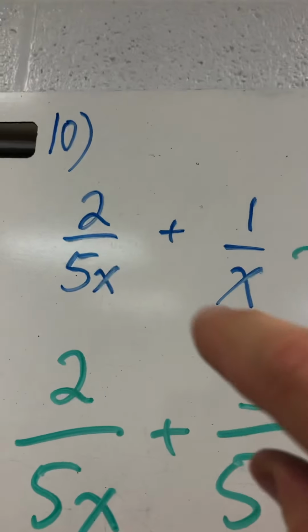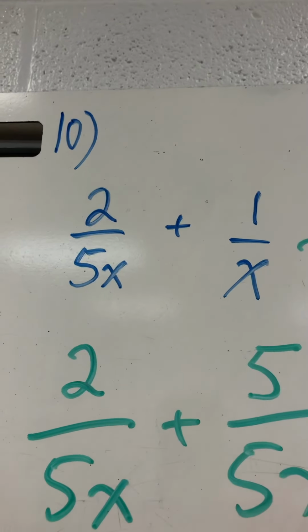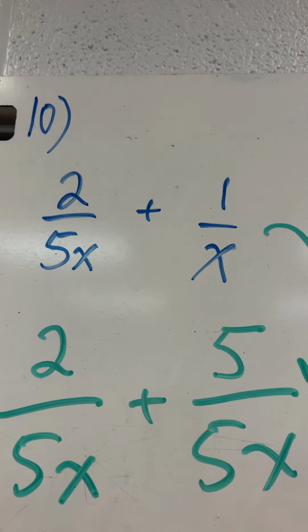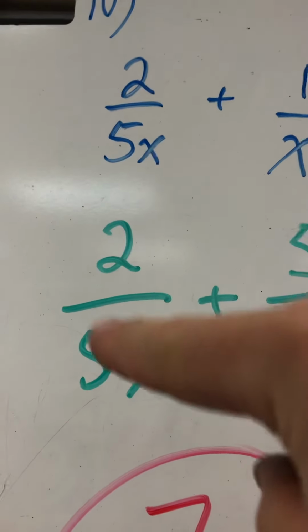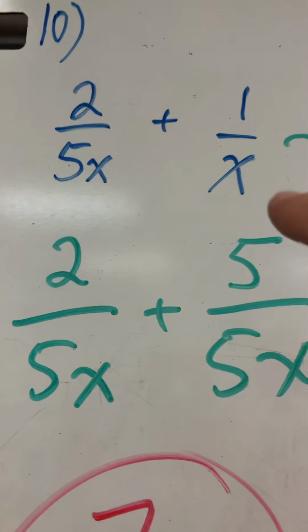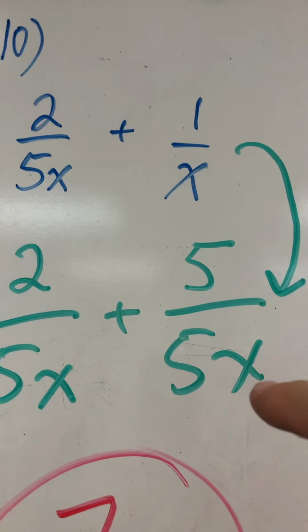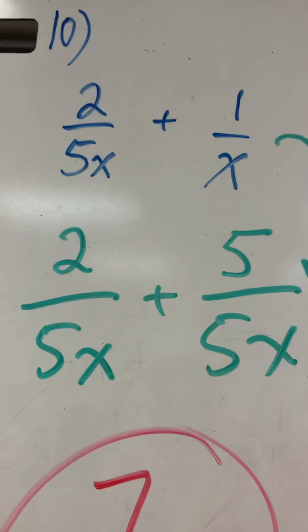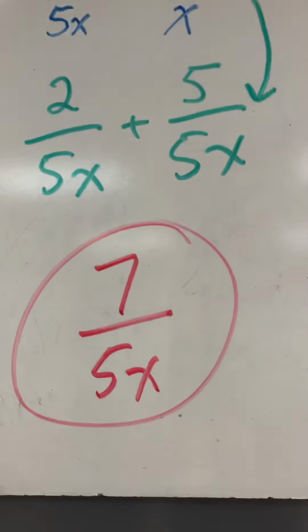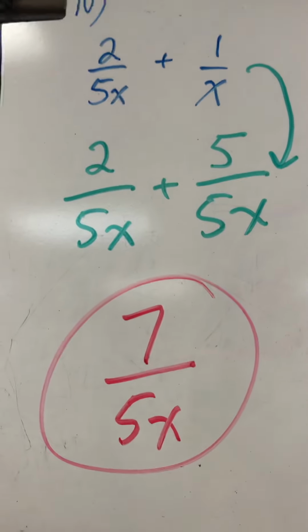Over here, does it make sense that 5x is the common denominator? This doesn't change, so this doesn't change. x times 5 is 5x, so 1 times 5 is 5. 2 plus 5 is 7 over 5x.